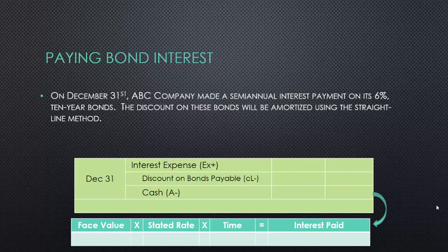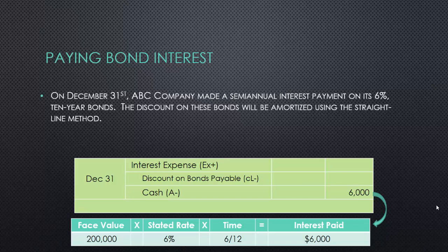The face value of the bonds is still $200,000, the rate is still 6%, and the time is 6 out of 12. And if we multiply that out, we once again get $6,000. We're giving $6,000 in cash to our bondholders, so we credit cash for $6,000.